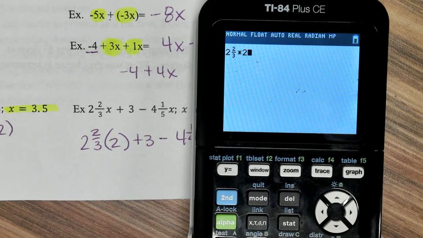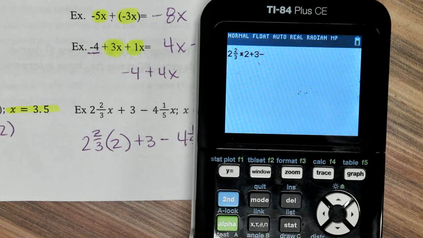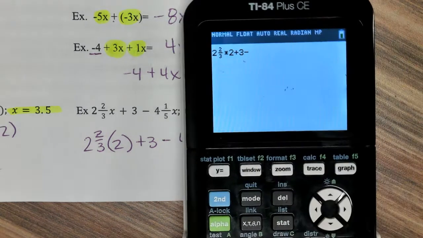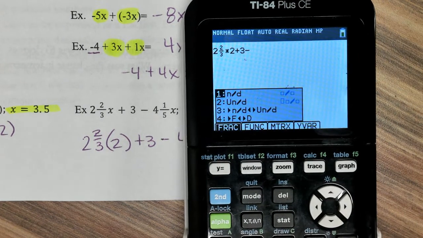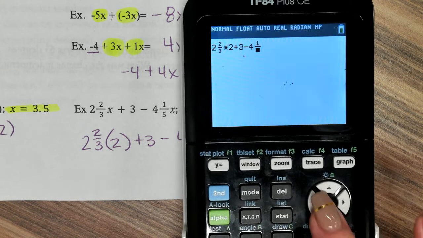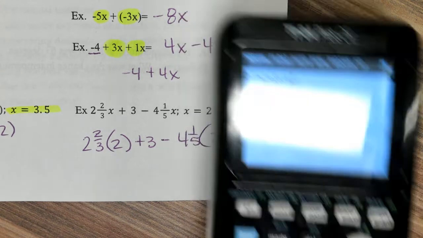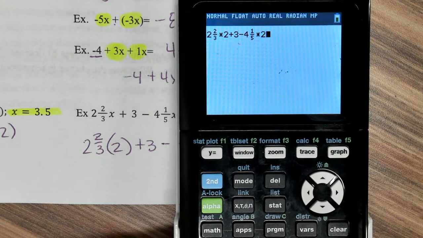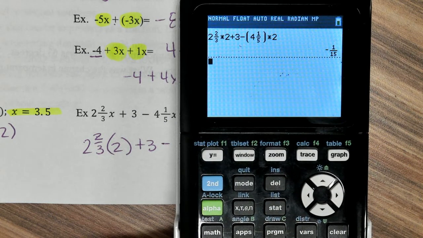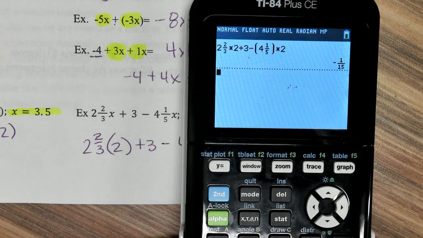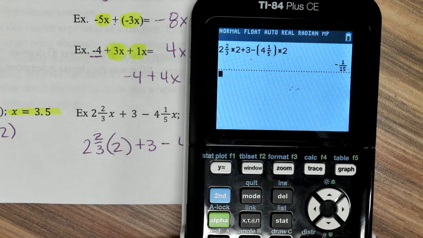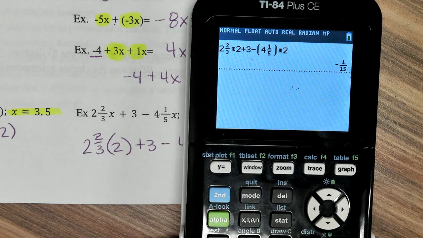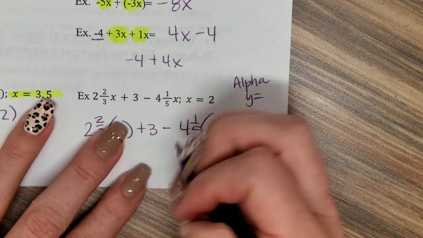Are we good? So plus 3 minus, now how am I going to put in 4 1/5? Alpha y equals option 2, 4 1/5. Tab out times 2. Your calculator will solve it, and it knows order of operations, so it will get it correct even if you put it in incorrectly. Okay, so what's my answer? Negative 115.